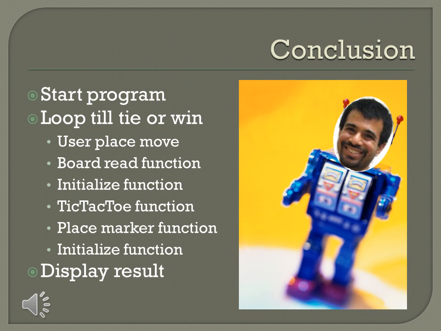Then the main program will call the place marker function that will then play the ball in the correct location on the board, and then finally it will run the initialize function. After this, it will display the result once it has exited the loop.